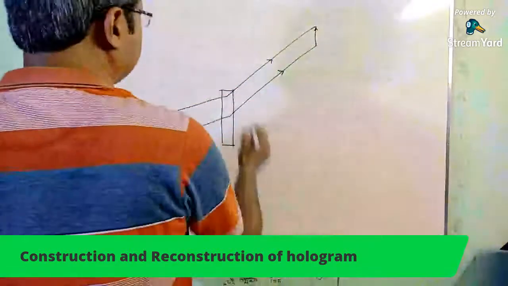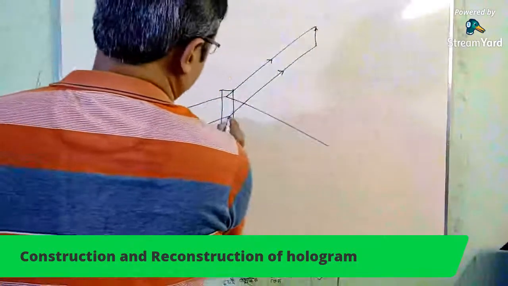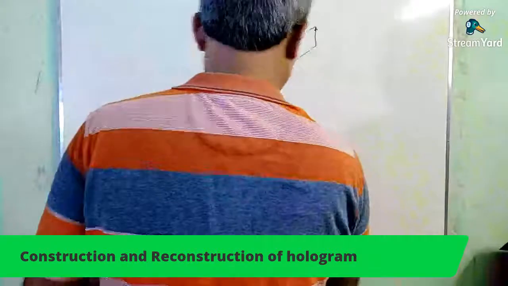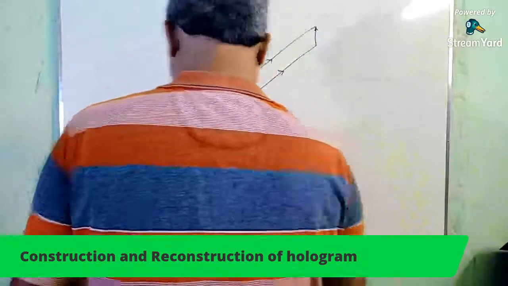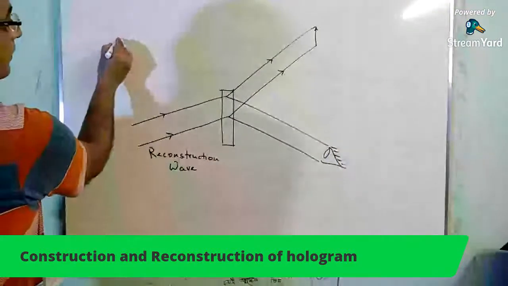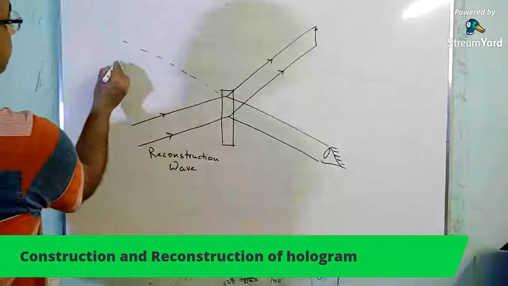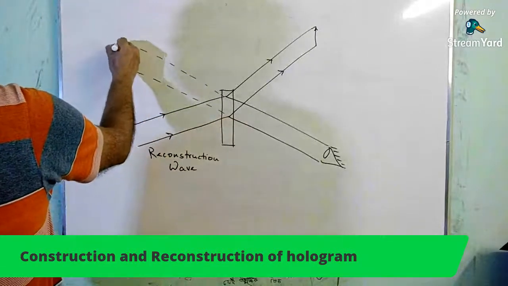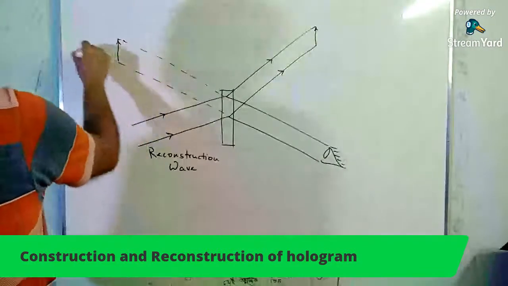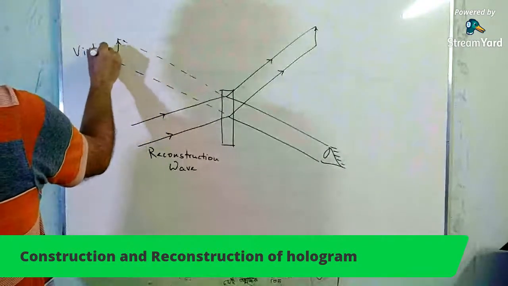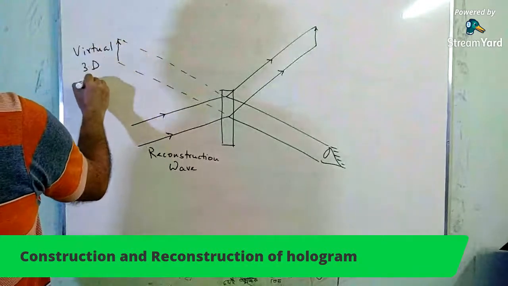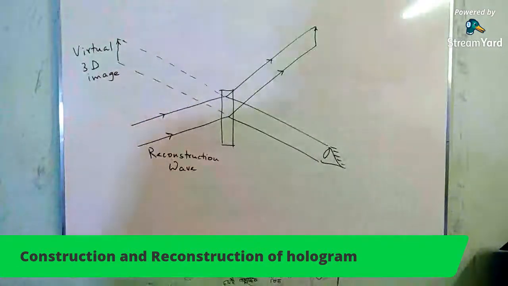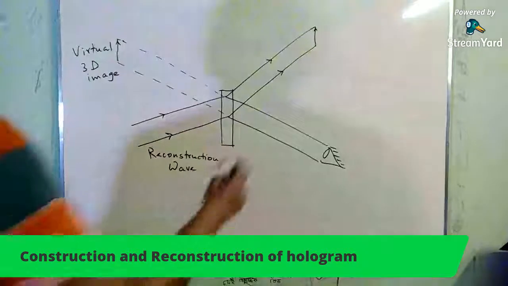This is the real image. And if it is extended behind, then a virtual image is formed. So this is the virtual, and obviously it is a 3D image. So this is a real image.